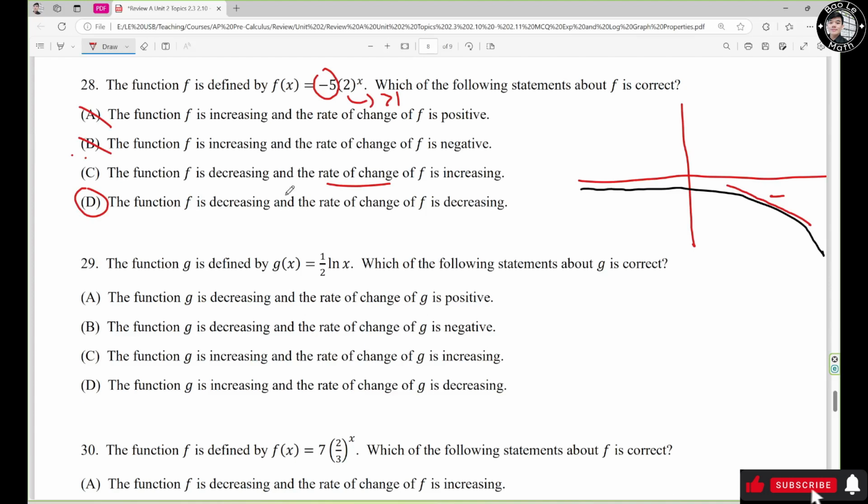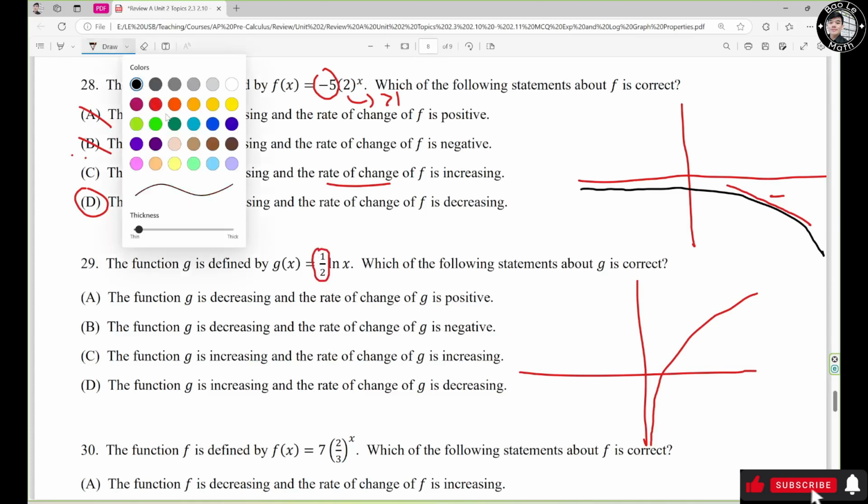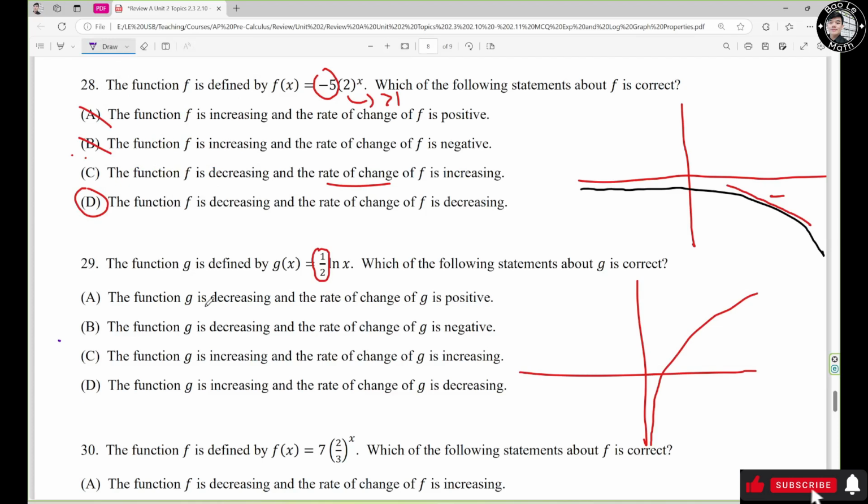Now, question 29. We need to get this one. We know that the logarithmic function is going to be something like this, right? Now, look at the coefficient right here. It's going to be positive, so there is no reflection, right? Now look at the answer choice right here. The function g is decreasing. We need to draw the tangent line. And we know that the tangent line is going this way, the slope is positive, so the function is increasing, right? So you need to eliminate A and B. Now look at the rate of change. Because the function is concave down, the rate of change is decreasing, so the answer must be D.